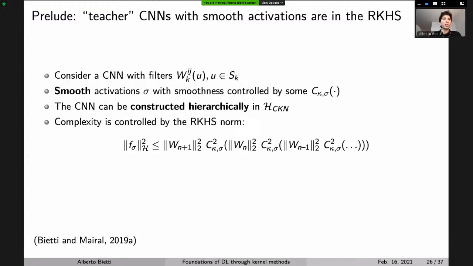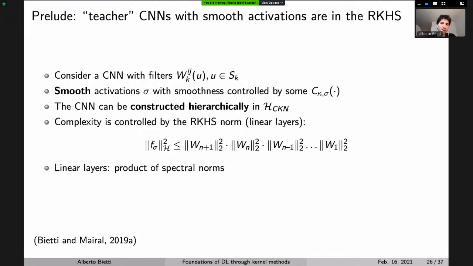Prelude: one simpler result that I had in this first paper is that you can show that the kernels that I constructed before contain functions that look like a CNN. If you construct a function hierarchically with different weights and different layers, you can show that it's included in the RKHS. The problem is that you need activations that are very smooth. In fact, sigma here has to be some kind of polynomial or analytic function. The norm of the overall function will depend on this function C_k sigma, which depends on how smooth the activation is. So this CNN with the same architecture as the actual construction will be in the RKHS, but the norm can potentially explode with the number of layers, because it's like this stacking of different complexities.